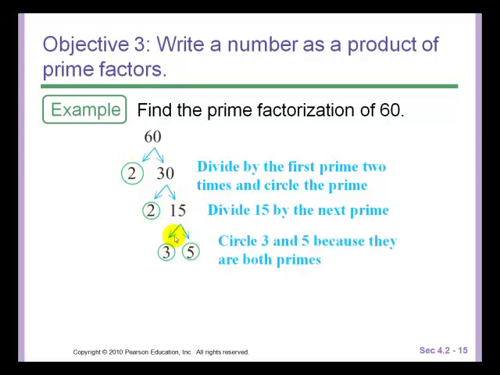15 can be divided by 3 and 5. When you hit a prime number, I would circle it. So our prime numbers that we've circled are 2, 2, 3, and 5. You want to continue doing this system until all your numbers are prime. Then your prime factorization is 2 times 2 times 3 times 5. A quick note, the book and myself will always write your prime factorization in numerical order. It isn't actually important, however, because we're multiplying, and the associative property tells us that when we're multiplying, order doesn't matter.